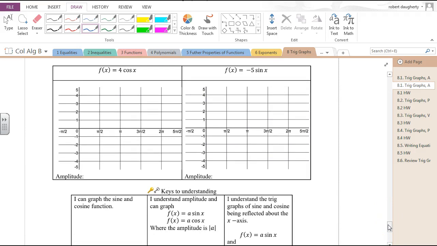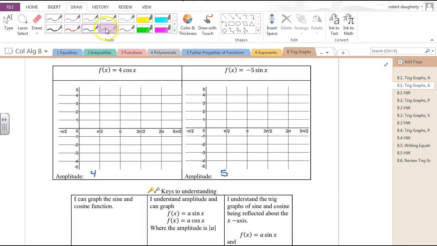Okay. 4 times the cosine of x. First, before we do anything, what's the amplitude? Yeah, the amplitude is 4. What's the amplitude of the sine function here? It's 5. Okay. Now, if you need to draw the cosine and then draw 4 cosine, that's fine. Some people would do it that way. So let me just try both of these methods.